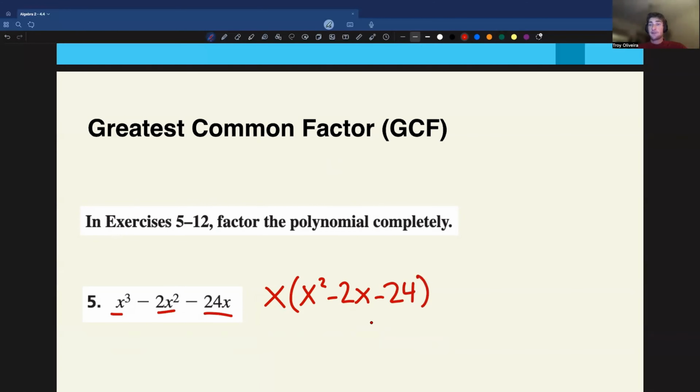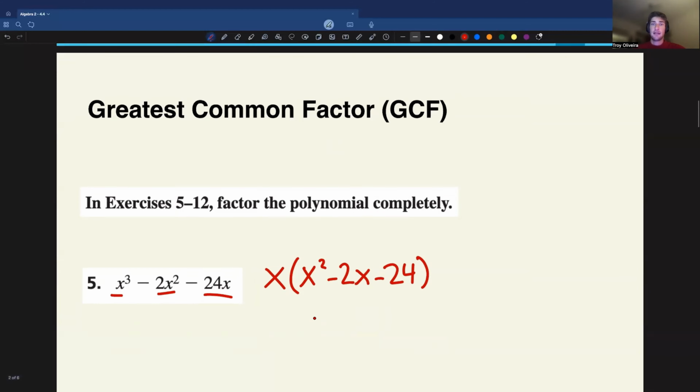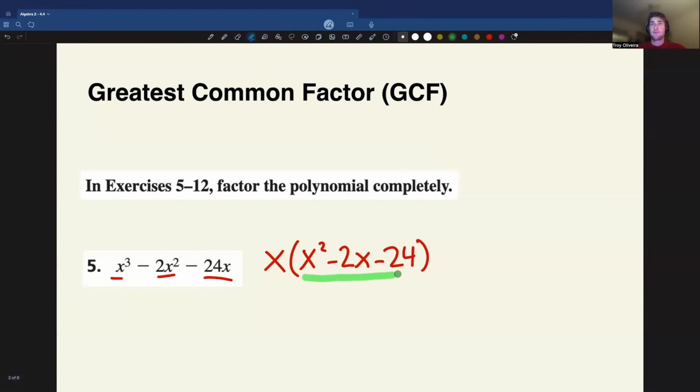Okay, so we factored this polynomial, but we have not factored it completely yet, right? We now notice that we are left with a quadratic, and so now is when we get to use our quadratic factoring techniques. I usually would use the x method here and write negative 24 and negative 2 here. I'm looking for two numbers that multiply to become negative 24, so a positive and a negative, and they add to be negative 2.